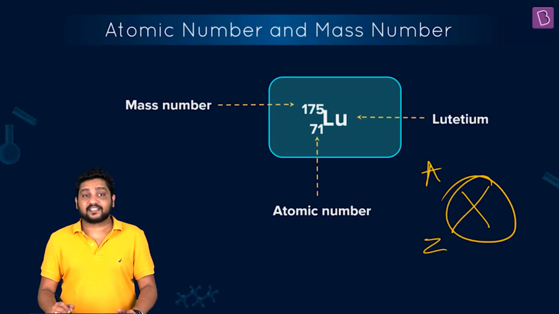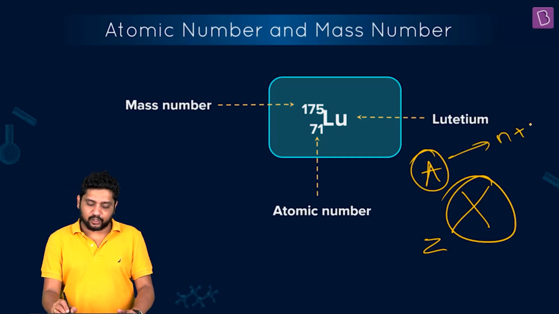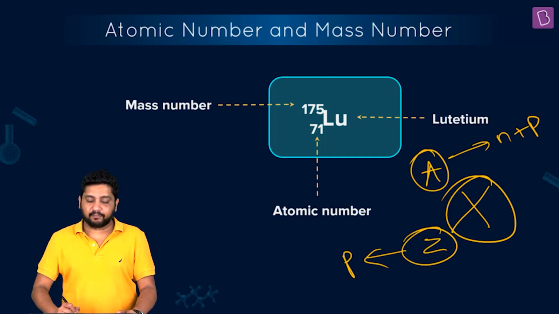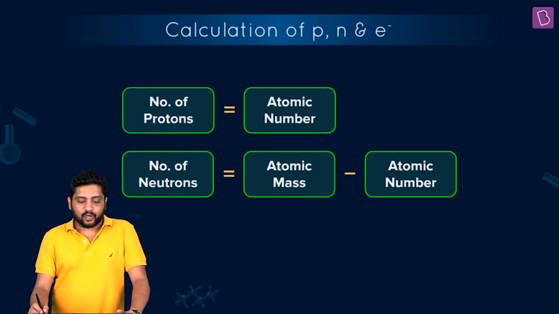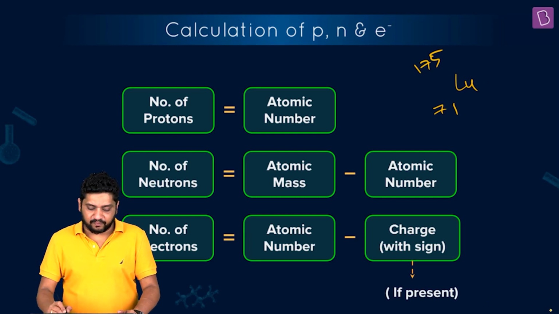What is this X? X is the symbol. A is the mass number, which is the number of neutrons plus the number of protons, and Z is your atomic number, which is actually the number of protons, right? So what did we have here? We had lutetium, right? So lutetium 71 and 175 is what was given to us.